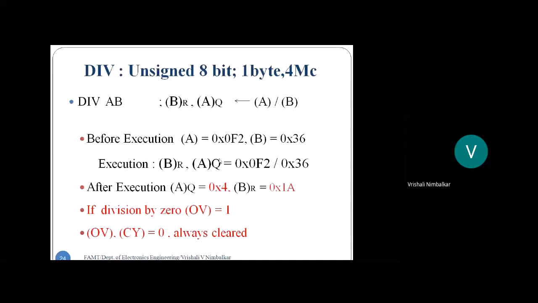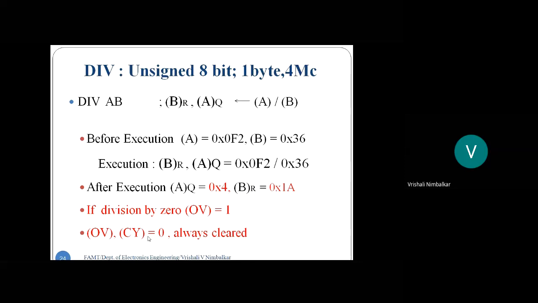Fine. So the example given here. Accumulator is having F2 hex. B is having 36 hex. So F2 divided by 36. You all can do it and see. You have 4 as a quotient and 1A hex as a remainder. It's a hexadecimal division. Okay. So 4 you will find in accumulator. The quotient is in accumulator and the remainder 1A hex you will get in B register. Two flags are affected. Which one? Overflow and the carry. And what about carry? Carry is again cleared. Multiply and division clear the carry flag.